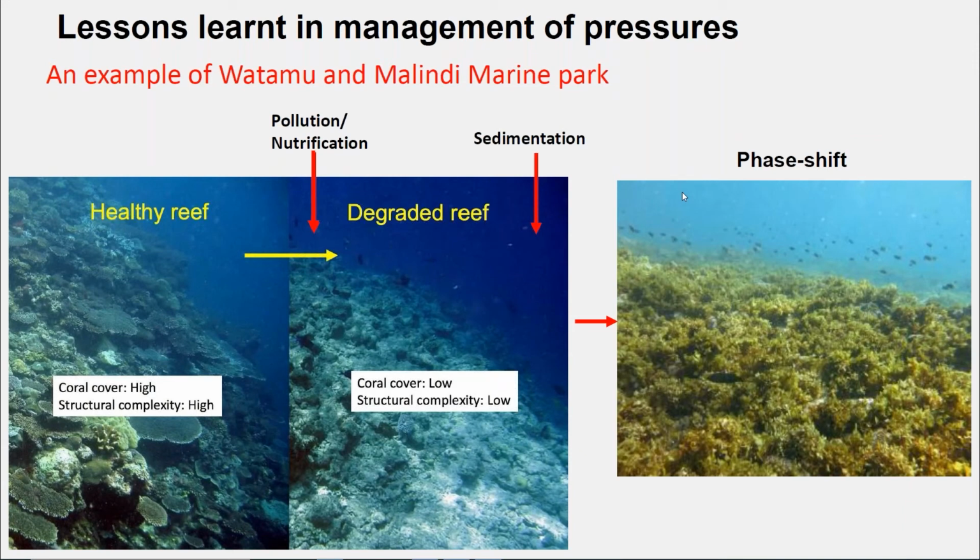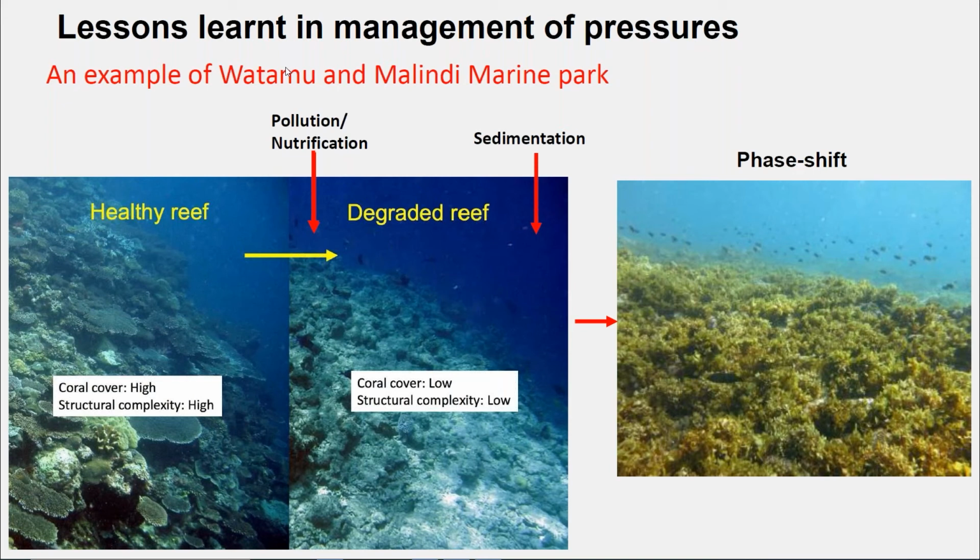So I would like to give an example of Watamu and Malindi Marine Park. These are the oldest marine protected areas in Kenya. Before the bleaching event in 1998, they were healthy reefs, one of the best in Kenya, with high coral cover and high structural complexity. But during the mass coral bleaching event, they were also badly hit and lost a lot of corals, reducing the coral cover and structural complexity. Because these MPAs are located near the Sabaki River, the addition of nutrients into the system and sedimentation made it very difficult for these reefs to recover from the impact.